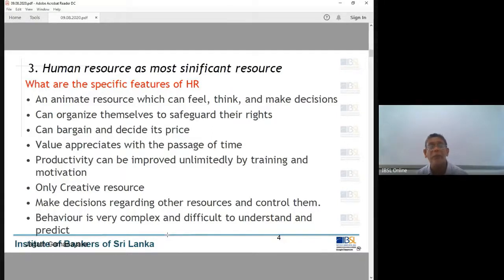So what are the specific features, or what are the unique features of a human resource? Let's look at it now, right? An animate resource, only animate resource. All other resources are dead resources. The only living resource is what? Human resources. That means they can feel, think, make decisions, things like that. The only living resource is human resource. First point.